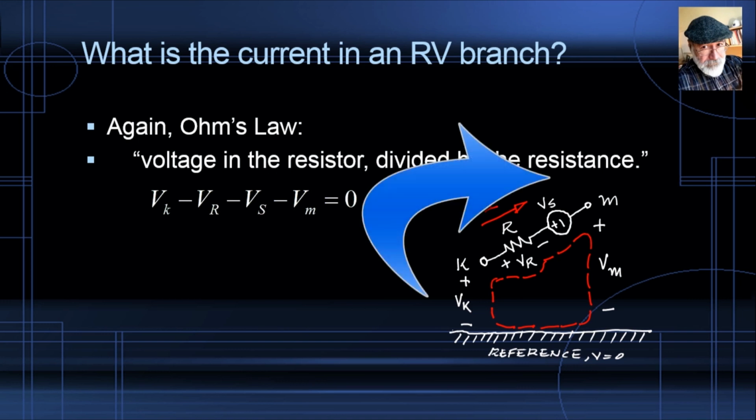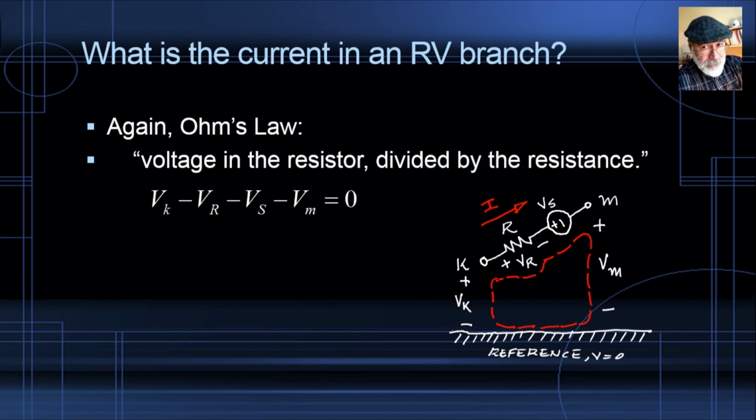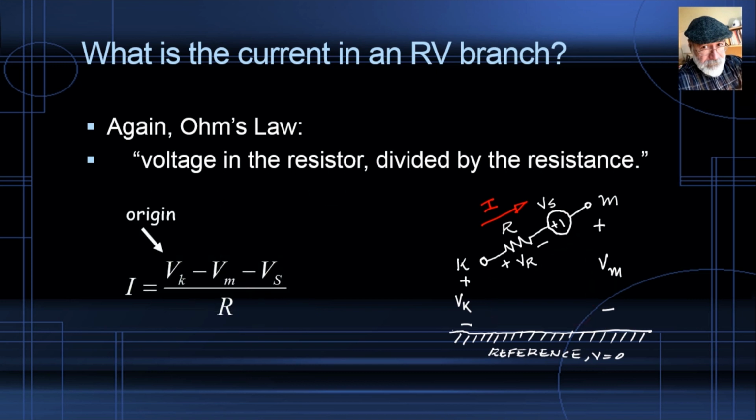So I start down here at the bottom, the reference, and then I climb up by VK, that is plus VK, and then I climb down VR volts, negative VR, I climb down VS, negative VS, and then I climb down VM, negative VM. That's equal to 0. From there I solve for the voltage in the resistor, and we know by Ohm's law that if I divide that voltage by the resistance R, I get the current that we need: VK minus VM minus VS, divided by R. That is the current.